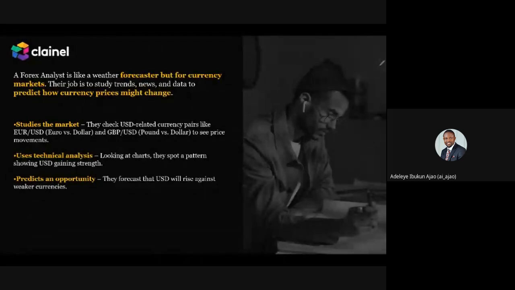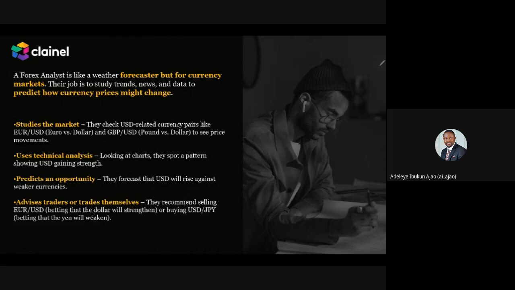Okay, you know what to do when you are in an uptrend. You get to buy. So we look for buying opportunities after identifying this trend, and we make well-informed trades. A forex analyst advises traders on trades, or rather, they trade themselves. So now they recommend selling Euro USD, betting that the dollar will strengthen, or buying USD JPY, betting that the yen will weaken. So now you're not just trading currencies, you're trading the economies of these countries. So if you're trading the pair USD JPY and saying that USD is going to go up, that is you're going long or you're buying USD, you're saying that the JPY is going to weaken compared to the United States dollar.